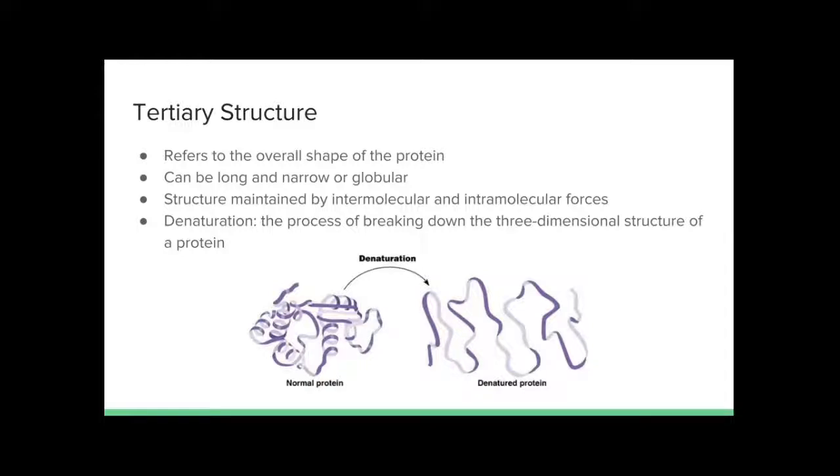Denaturation is the process of breaking down the three-dimensional structure of a protein. The 3D structure of a protein is crucial to its function, so when it is denatured, it can no longer perform the function as it is intended.